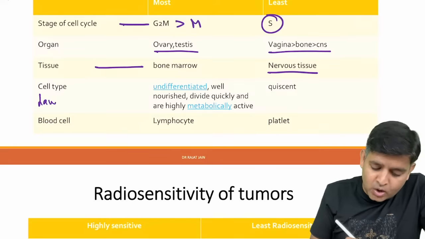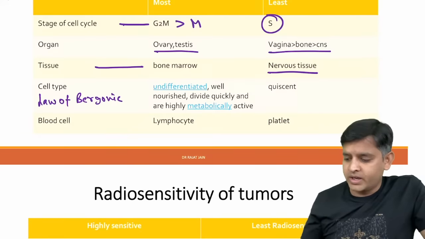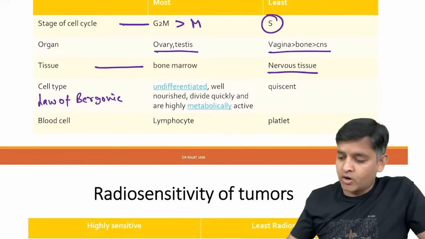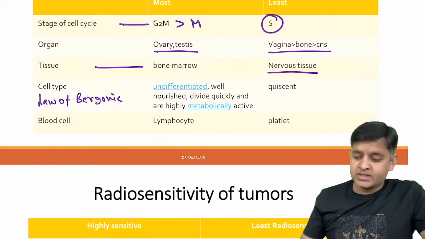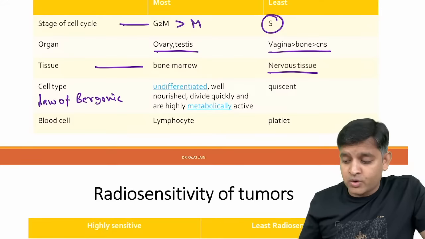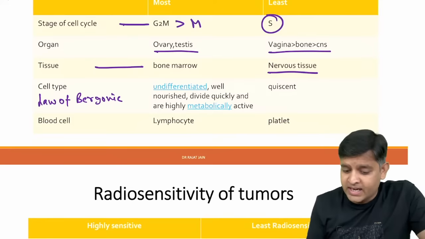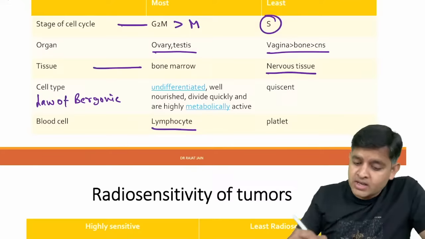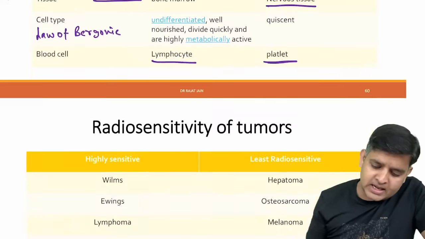Cell type, there is a law. This is called the law of Bergonie. As per the law of Bergonie, more is the degree of undifferentiation, more is the sensitivity of the tissue to radiation. Whereas if it's a dormant cell or quiescent cell, then it is resistant to radiation. Blood cell: lymphocytes are most and platelets are least.